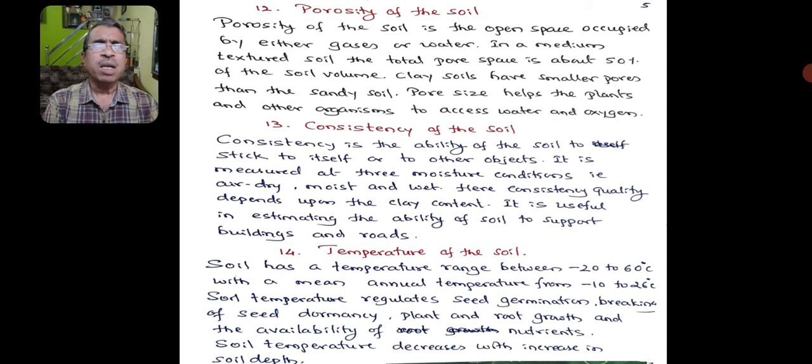Next, we take another property, the porosity of the soil. Porosity of the soil is the open space occupied by either gases or water. In a medium textured soil, the total pore space is about 50% of the soil volume. Clay soils have smaller pores than sandy soil. Pore size helps the plants and other organisms to access water and oxygen.